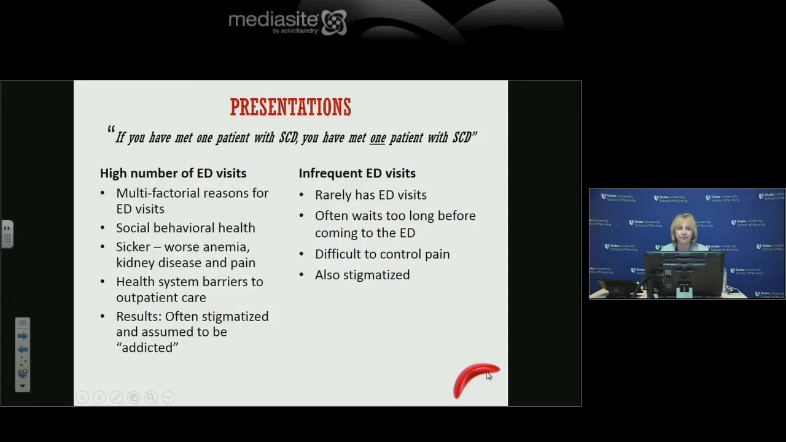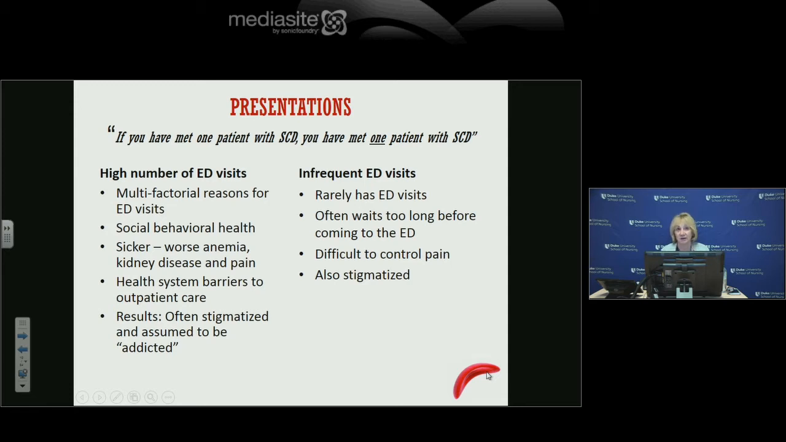So I mentioned the high user, and I've heard this quote before many years ago, and I really like it. If you have met one patient with sickle cell, you have met one patient with sickle cell. Just like patients with diabetes and heart failure, they are all very, very different. So we really cannot generalize one patient to another patient. And it's really easy to say that, and it's really hard to do sometimes. Especially, there are two buckets of patients that come to the ER. There's the patient that has a high number of ED visits and the one that doesn't.